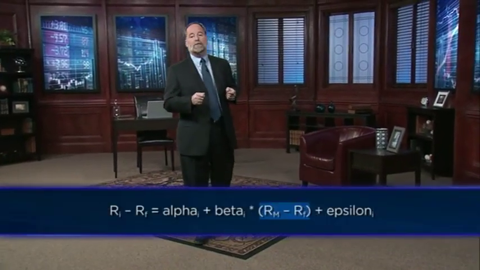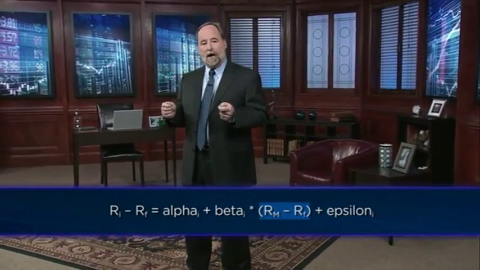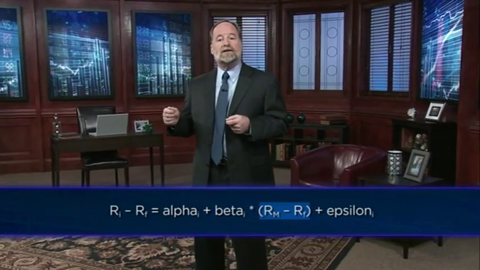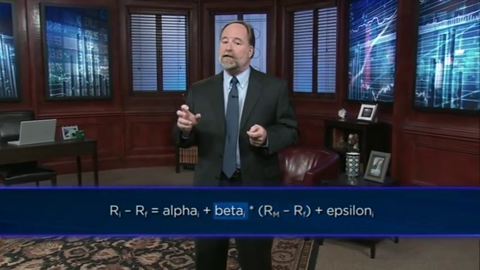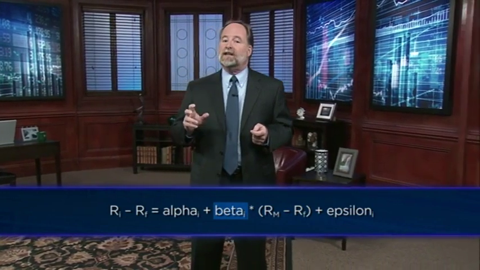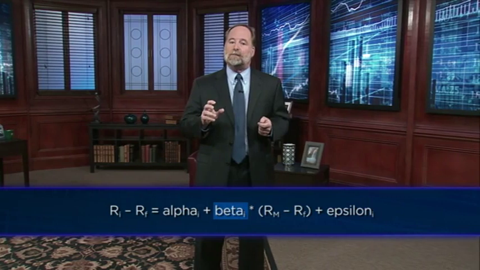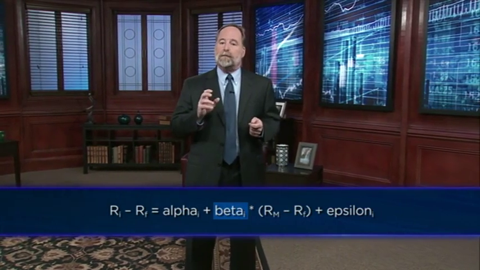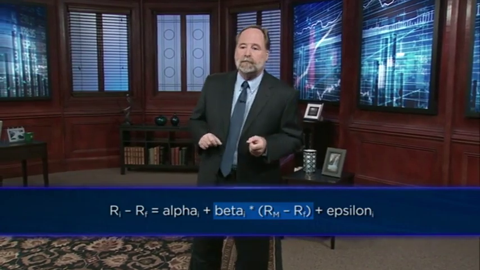Although every security is affected by the common factor RM minus RF, the amount that is affected by RM minus RF can vary by security according to the beta sub I, the coefficient on the common factor in the expression. Thus, the amount the ith security is affected by the common factor is going to be beta sub I times RM minus RF.